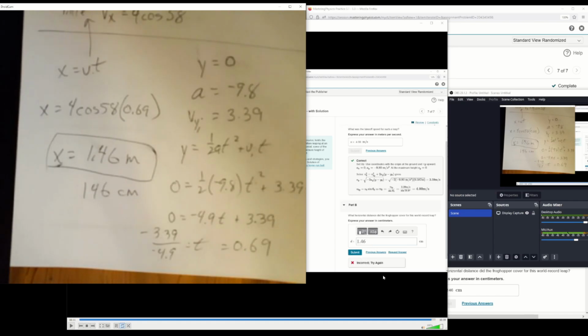So I just had to say that again and show you the actual screenshot of the computer saying incorrect, even though 1.46 is absolutely the correct answer. It's just in meters.